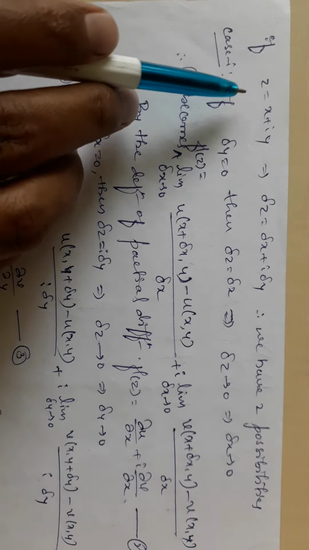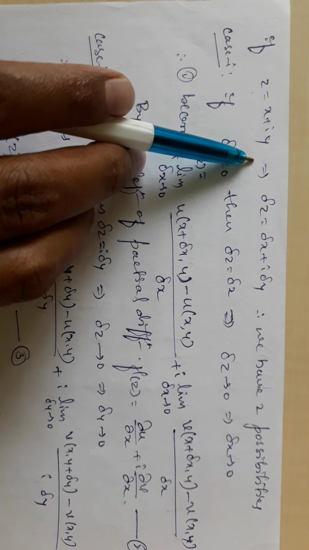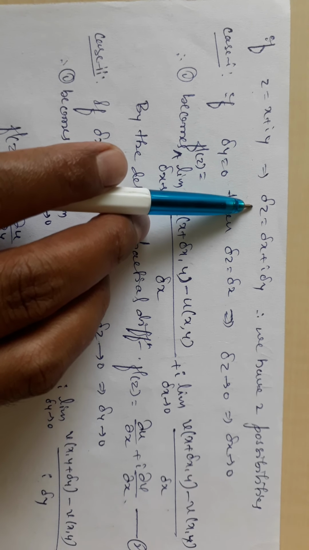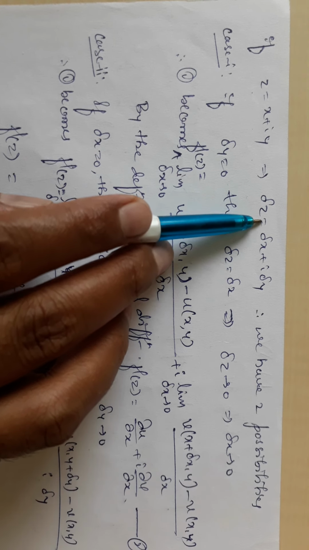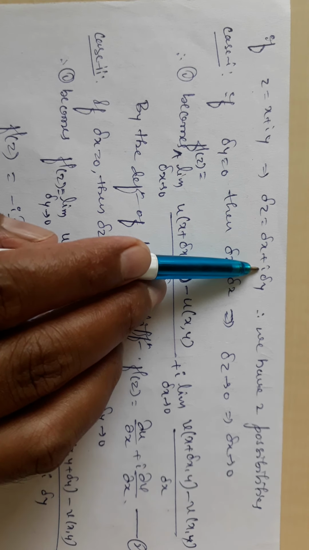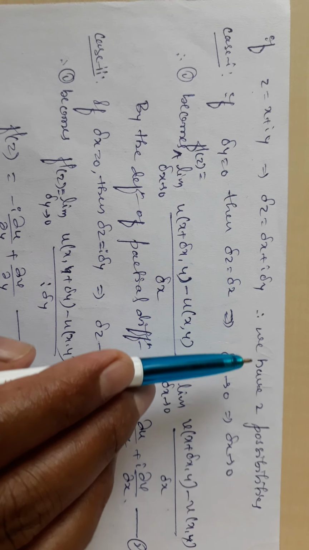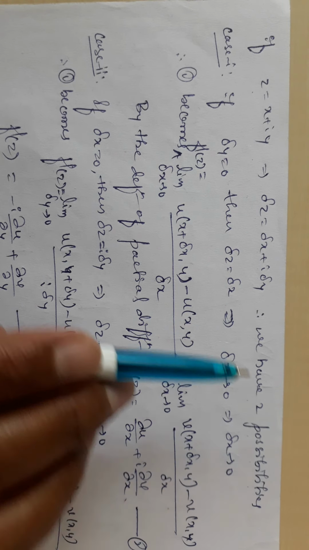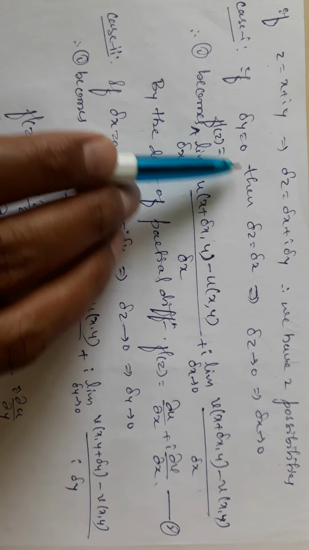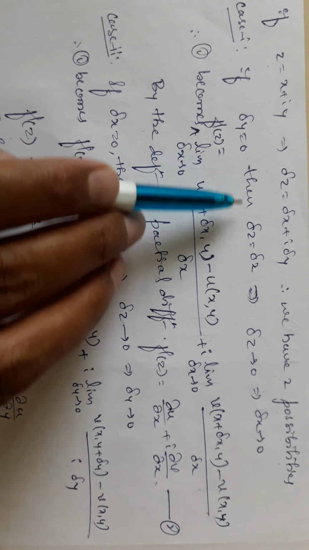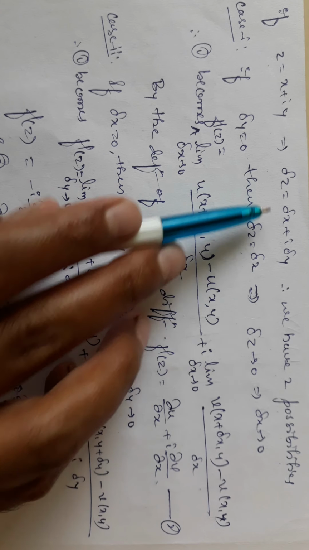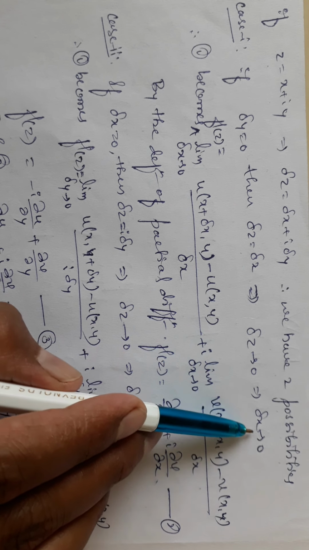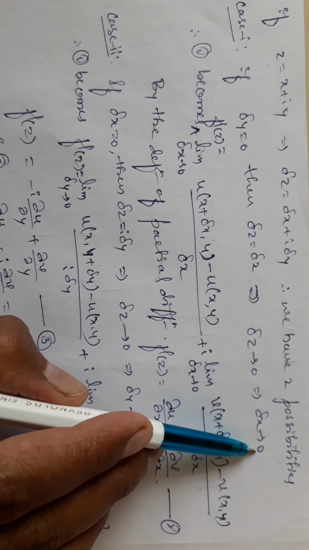And we have z is x plus iy, which implies we will take the differentiation: delta z equal to delta x plus i into delta y. Here we have two possibilities. Case 1: if delta y is 0, then we have delta z equal to delta x, which implies if delta z tends to 0, then delta x tends to 0.